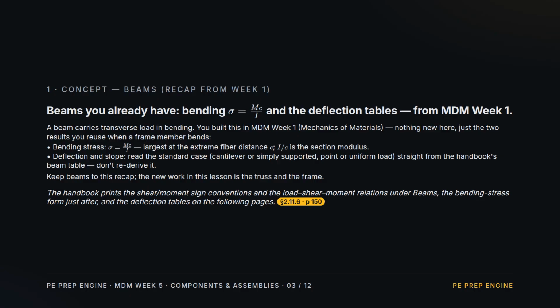Concept 2. Beams. A recap. A beam carries transverse load and bending, and you already built this in Week 1. Two results come back when a frame member bends. The bending stress, moment times c over the moment of inertia, largest at the extreme fiber, and deflection, which you read straight from the Handbook's beam table rather than deriving. That's all we need on beams. The real work here is trusses and frames.